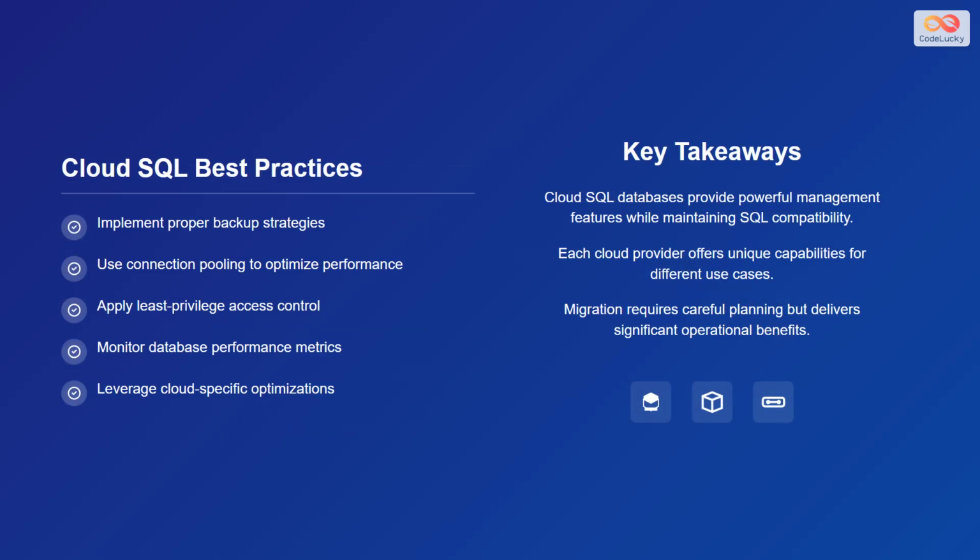Let's summarize the best practices for Cloud SQL. Implement proper backup strategies to protect your data from loss or corruption. Use connection pooling to optimize database performance and reduce latency. Apply the principle of least privilege access control to enhance security. Monitor database performance metrics to identify and address potential issues. Leverage cloud-specific optimizations to maximize performance and efficiency.